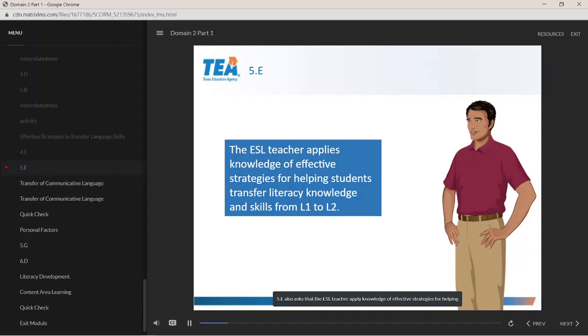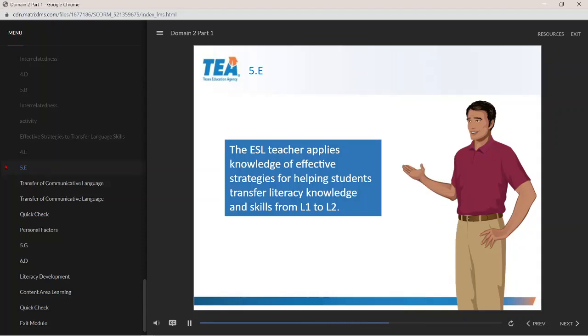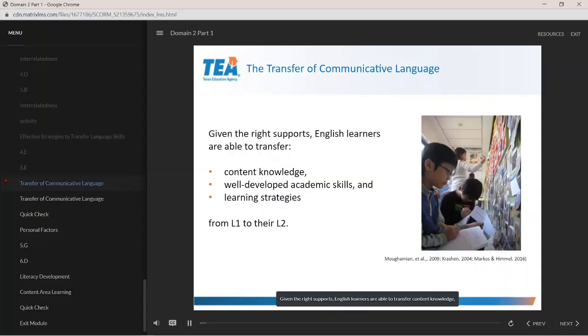5E also asks that the ESL teacher apply knowledge of effective strategies for helping students transfer literacy knowledge and skills from L1 to L2. As determined by the previous section, it is important we discuss language and literacy skills together due to the interrelatedness of the language domains. Given the right supports, English learners are able to transfer content knowledge, well-developed academic skills including literacy skills and learning strategies from L1 to their L2.